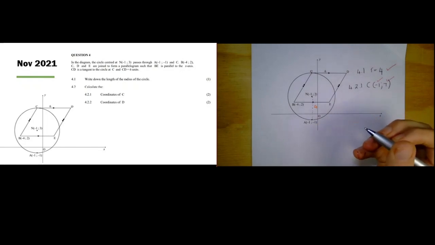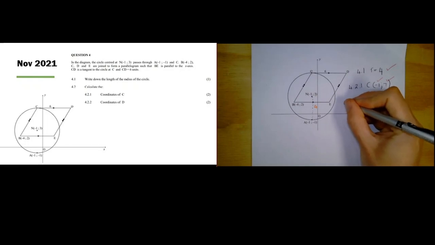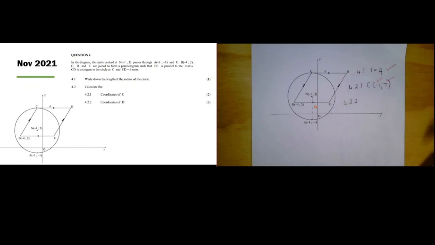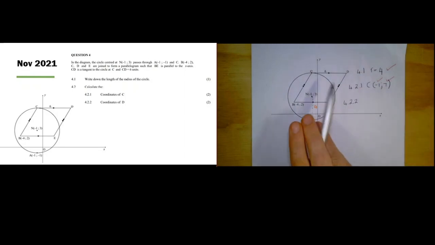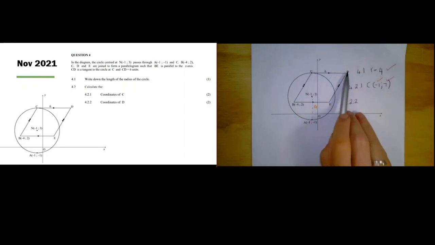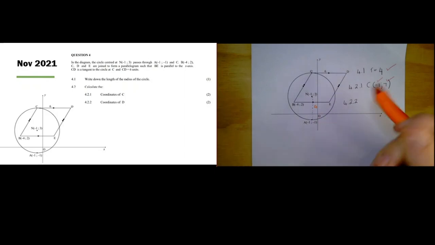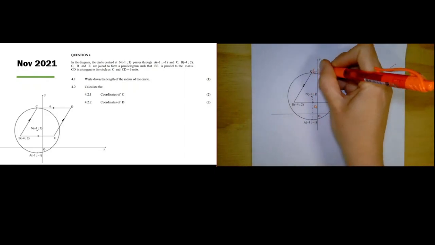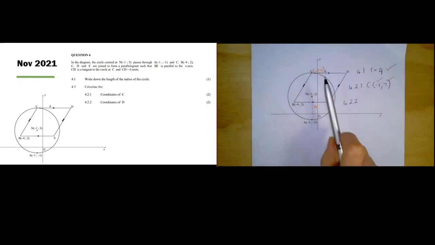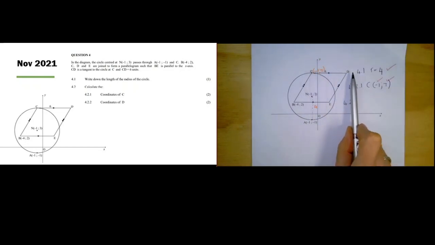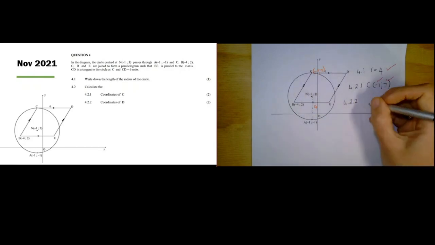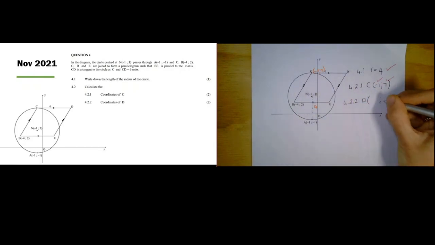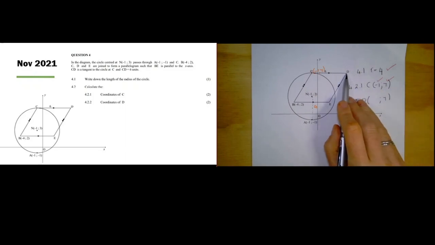Question 4.2.2. They ask us the coordinates of point D. Okay, what do we know about point D? First of all, this is a parallel line. It would help us if we wrote in our coordinate of C, which was negative 1 and 7. If CD is a parallel line, my y value will be exactly the same. So my y value must be 7. So I know my y value must be 7. What will my x value be?